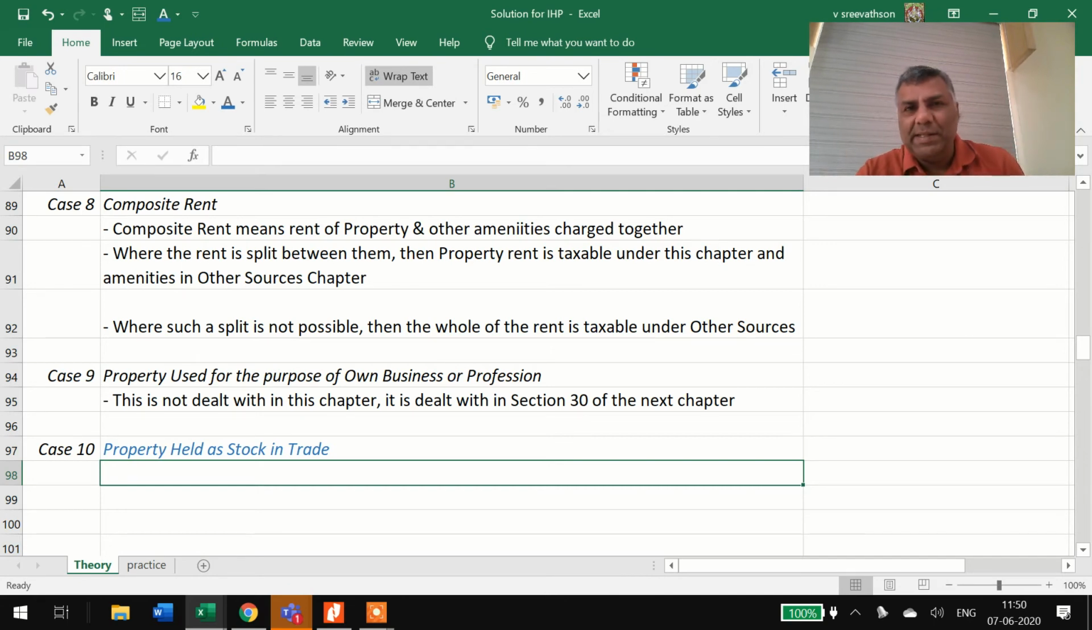The big question is, if it is sold, at least some sales income will come. If it is held as stock in trade and let out, at least there will be income. But if it is held as stock in trade and remains idle, the most dangerous thing is always an idle asset.